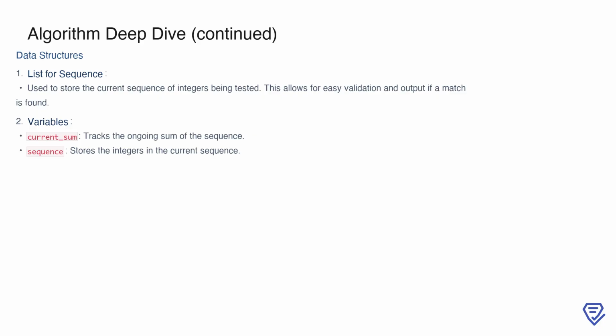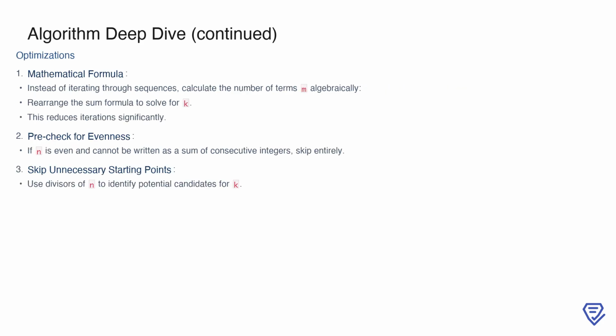These lightweight data structures ensure that the algorithm is straightforward to implement while maintaining clarity and functionality. To make the process more efficient, there are several optimizations we can introduce. First, instead of iterating through sequences, we can use the mathematical formula for the sum of a sequence to calculate the number of terms, m, algebraically. By rearranging the formula to solve for the starting point k, we reduce the need for repetitive iterations.